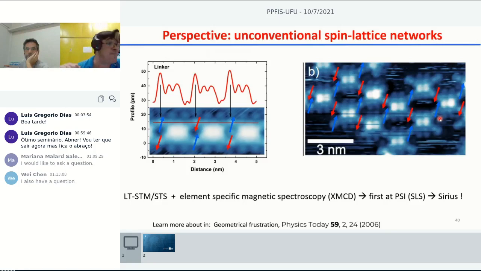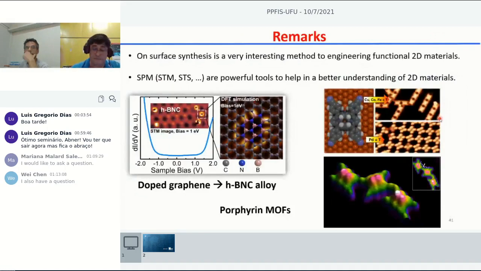And perhaps we can determine the mechanism of interaction, if it's RKKY or whatever is the mechanism, we could try to see. Because we can have different shapes of the structure. That means we could observe systems that are frustrated or not frustrated magnetically.